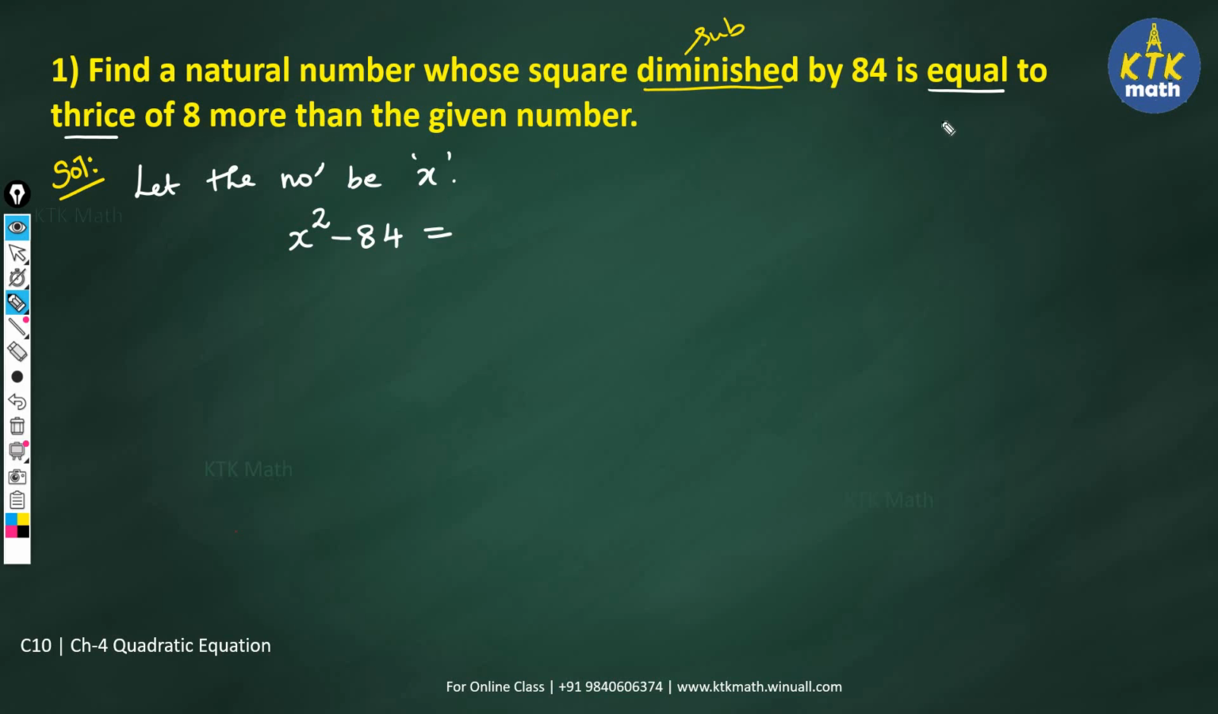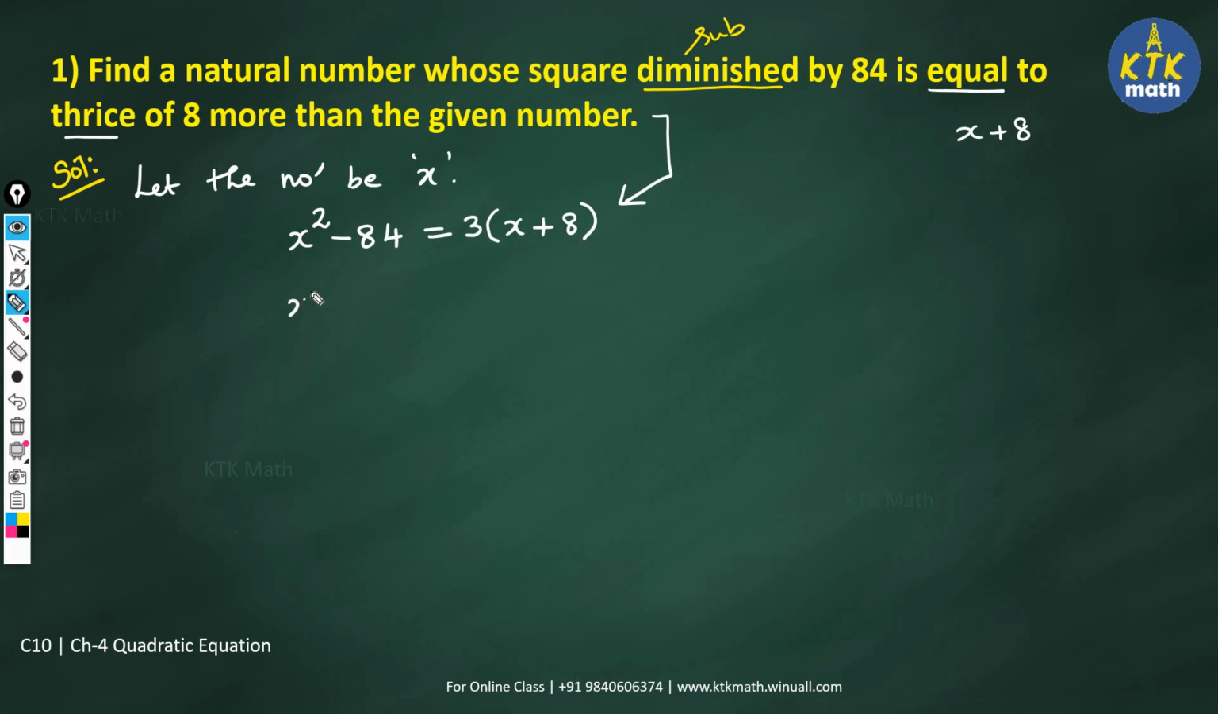How I can write 8 more than? 8 more than means something I need to add with x, and which is thrice. Thrice means 3 times. So I need to write this like 3 times x plus 8. Read the question once and twice and check how I am writing this statement. So x square minus 84 is equals to 3 times x plus 8. Square diminished by 84, I am using LHS, and thrice of 8 more than the given number, so thrice of x plus 8, I am using the right hand side.